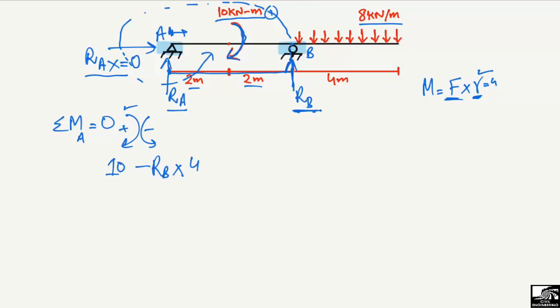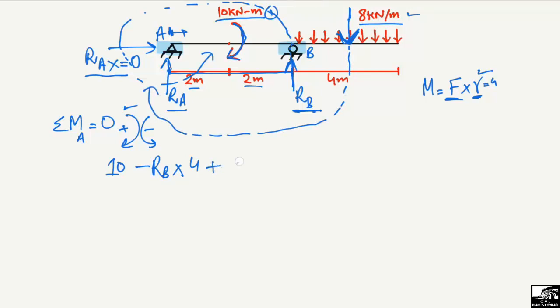The next load that creates a moment about point A is this 8 kilonewton per meter load. For this uniformly distributed load, first I have to convert it into a point load, and this load will act at the midpoint of the distribution. It is acting in the clockwise direction, so it will be taken as positive.